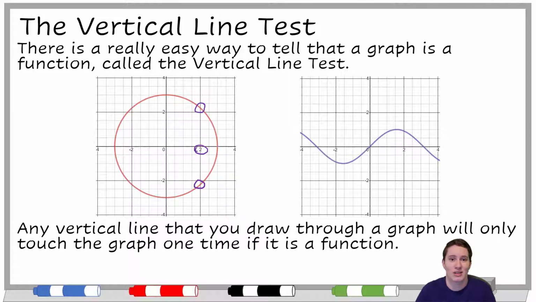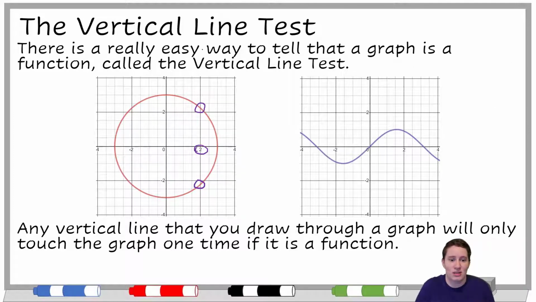That's what we're talking about when we say we want it to only have one output. This is two outputs. When you input 2 as an x value into this circle, you get out an answer that has a positive version and a negative version. So this is not a function.